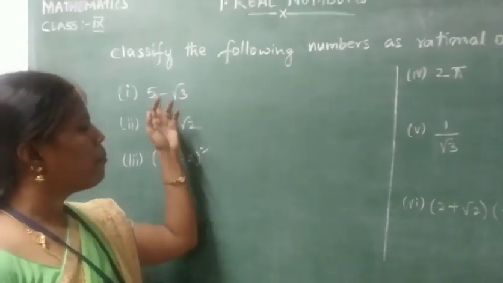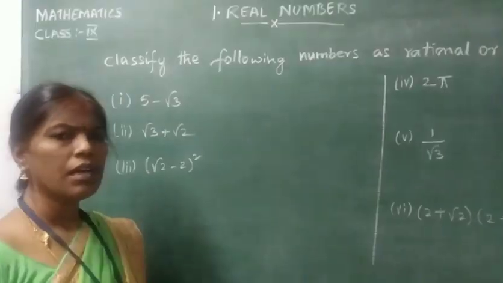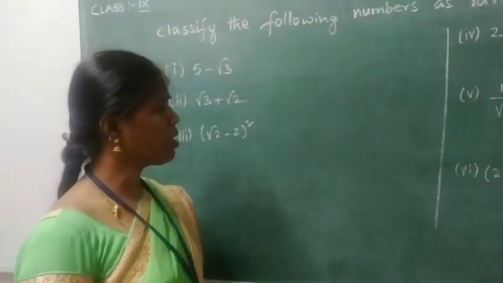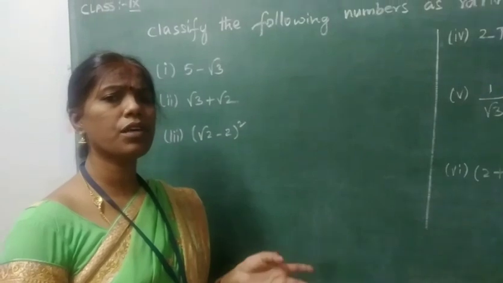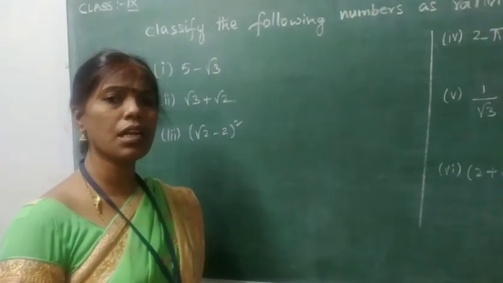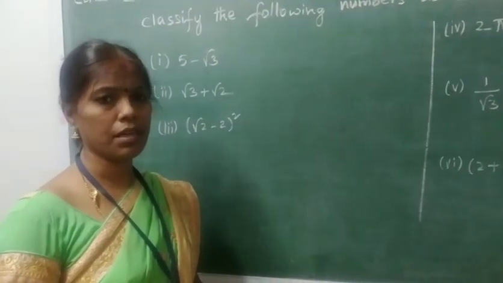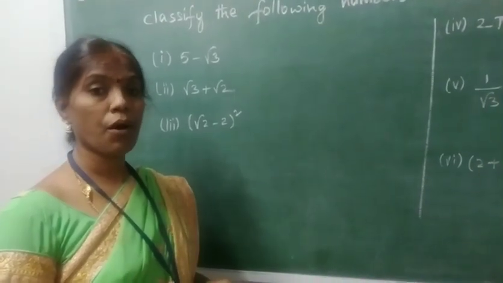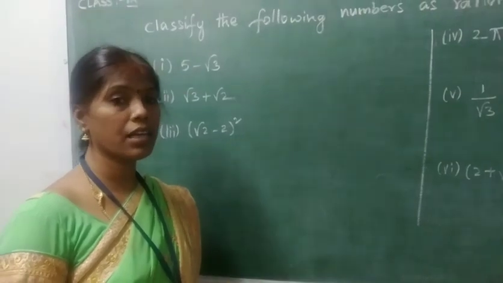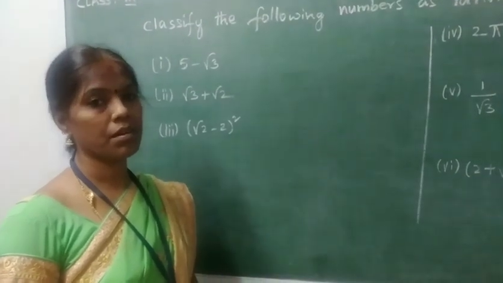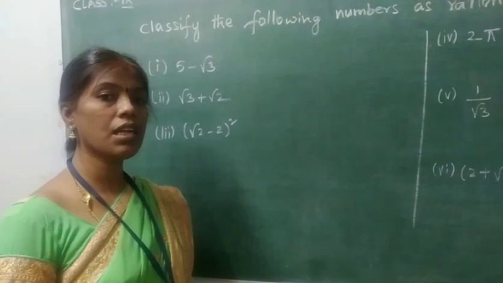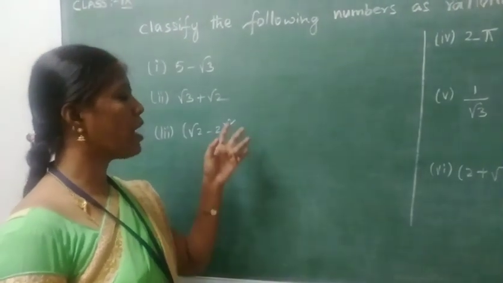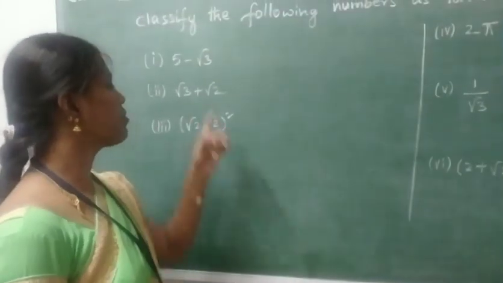Before solving this problem, in the previous class we had seen the properties. The sum of two irrational numbers is an irrational number. The difference of two irrational numbers is an irrational number. The product of a rational and an irrational is an irrational number. The product of two irrational numbers need not be irrational. So now, while solving these problems, first we will come to this.